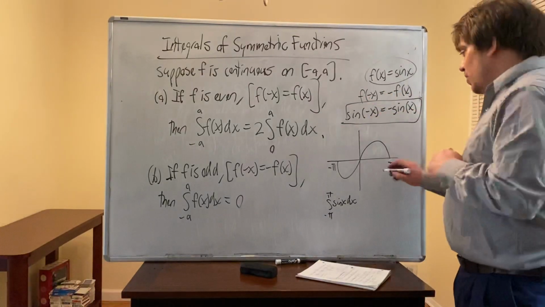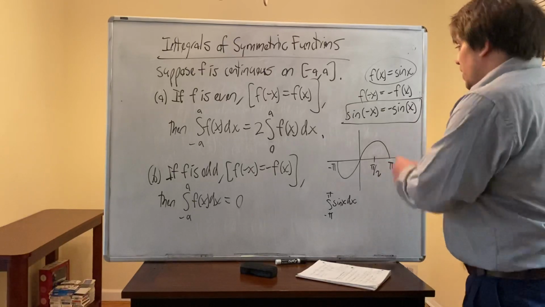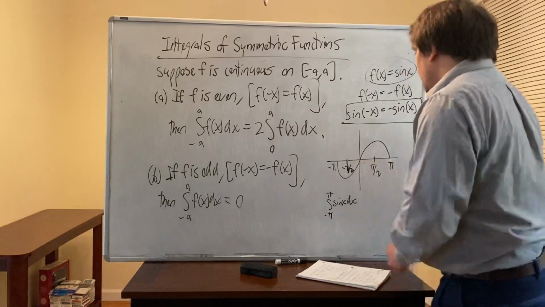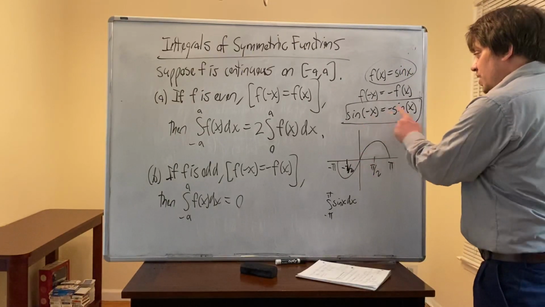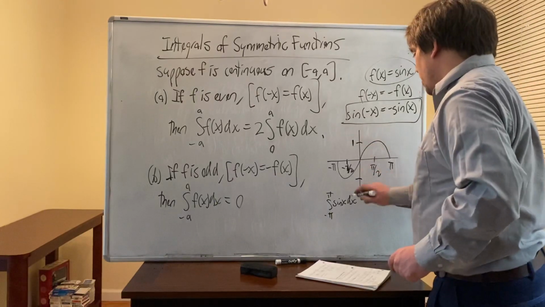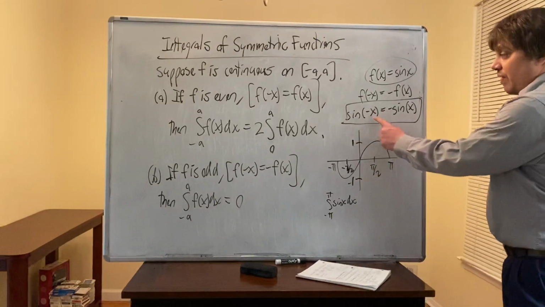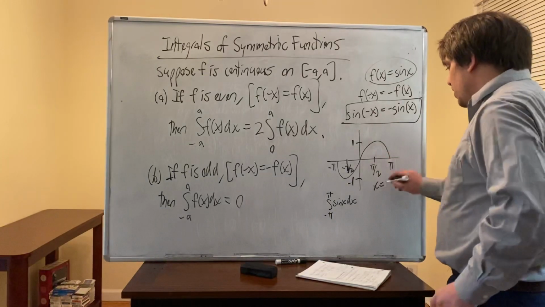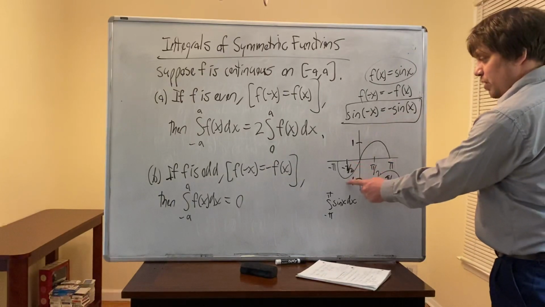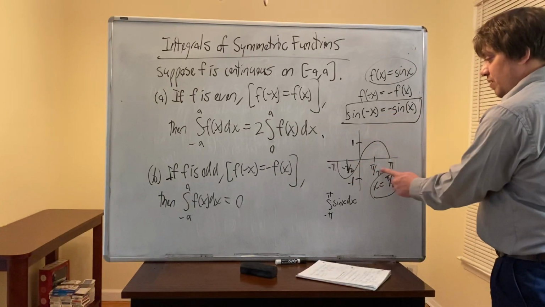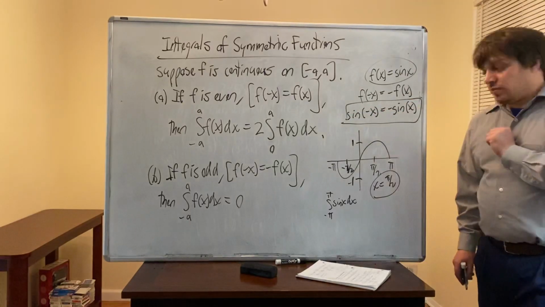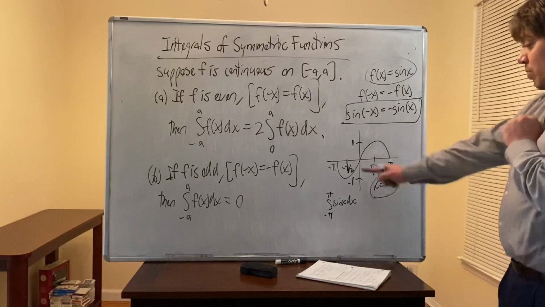For instance, if you take pi over 2, sine of negative pi over 2 is the negative of sine of pi over 2. Sine of pi over 2 is 1, and sine of negative pi over 2 is negative 1. So if x is pi over 2, then this equation says sine of negative pi over 2, which is negative 1, is equal to the negative of sine of pi over 2, which is negative 1. Negative 1 equals negative 1. That holds for that x, and it holds for any x.